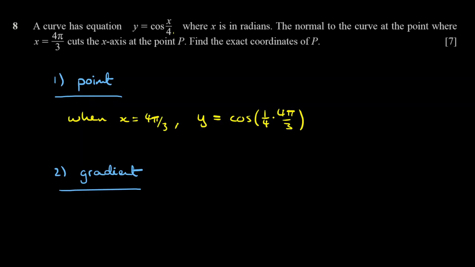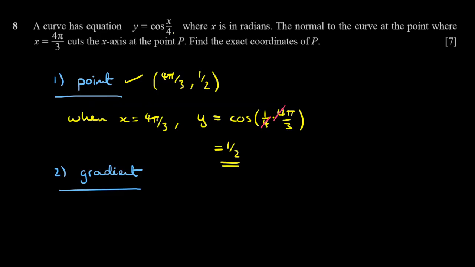Okay, then here what we get is the 4s are going to cancel off, so we're going to be left with pi by 3. Pi by 3 is 60 degrees, and cos pi by 3, or cos 60 degrees, is a half. So what we've got now is the coordinate point. The coordinate point is going to be 4 pi upon 3, comma, a half.